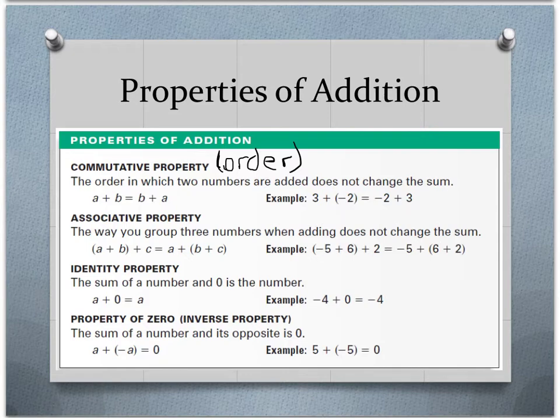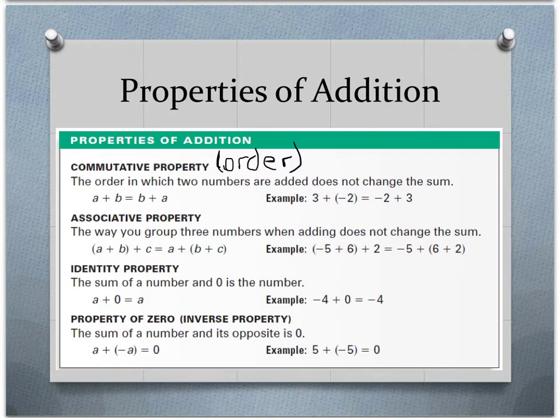Looking at our algebraic model, we have a plus b in parentheses, which means order of operations means we need to take care of that first, and then adding in c. We're going to know that that's going to be the same as adding b and c together first and then grouping in a. So basically what we're saying here is the way you group three numbers when adding will not change the sum.